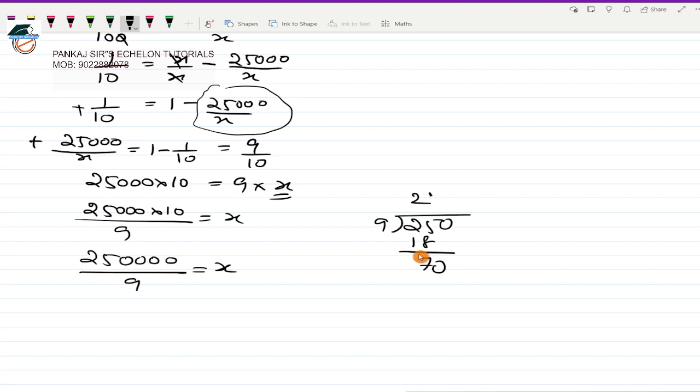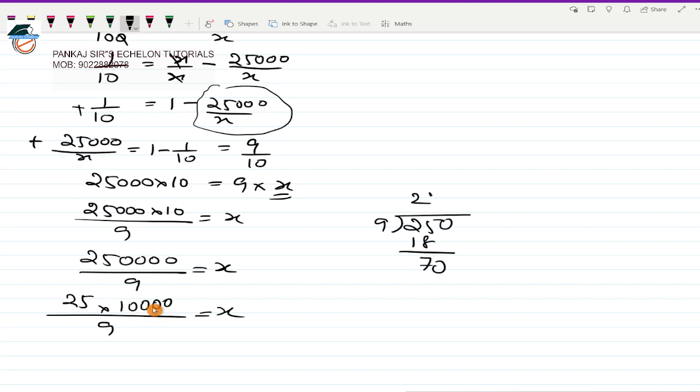You are getting 25,000 into 10 upon 9, isn't it? Right. Now let us see how we can work out this. Nothing is wrong, but we'll have to see how to do the calculation. This will be 25 into 1, 2, 3, 4 zeros upon 9 equal to x, isn't it?